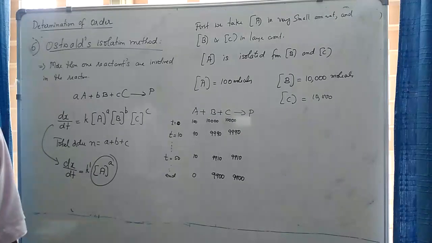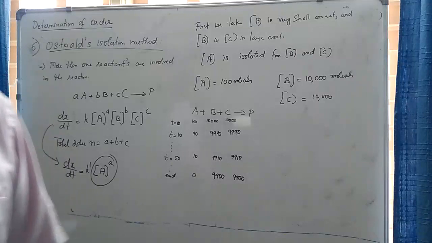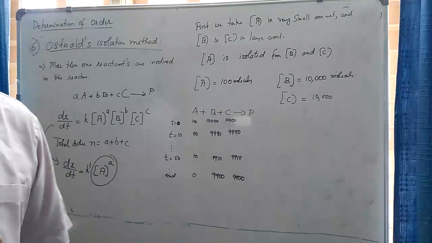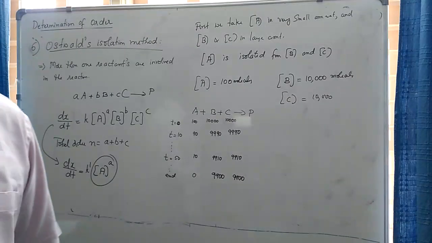So remember, Ostwald's isolation method is a new method. We use the old 5 methods for determining the order, but we make some modification, that is, we are isolating one reactant from the other reactants. Otherwise, we are following the same, any one of the 5 procedures that I described earlier. So that is why we call this a technique rather than a method. So these are some of the important methods for determining the order of the reaction.